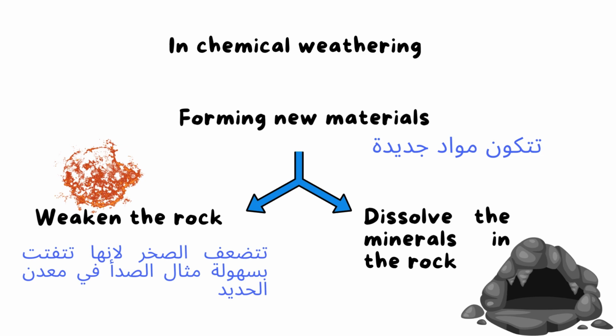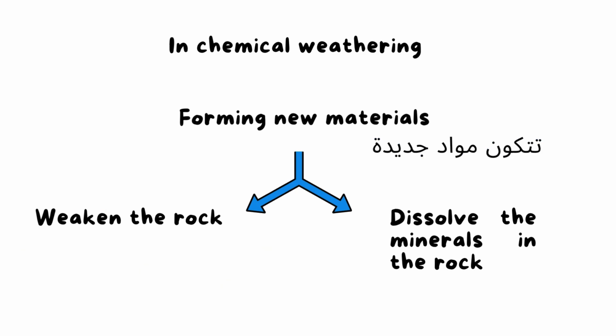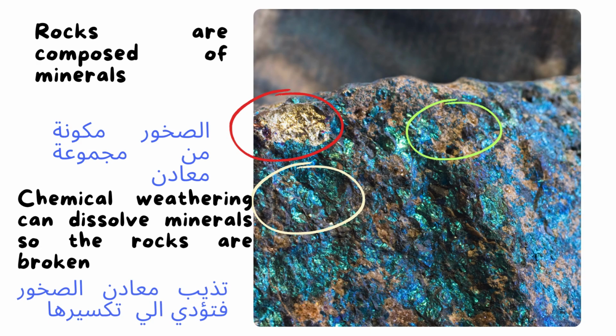Also, the new substance can dissolve the minerals in the rocks. Rocks, as you see here, are composed of minerals. This rock is composed of more than one mineral. Yes? So if this rock is exposed to chemical weathering, what will happen? Chemical weathering can dissolve minerals and the rock will be broken, okay?